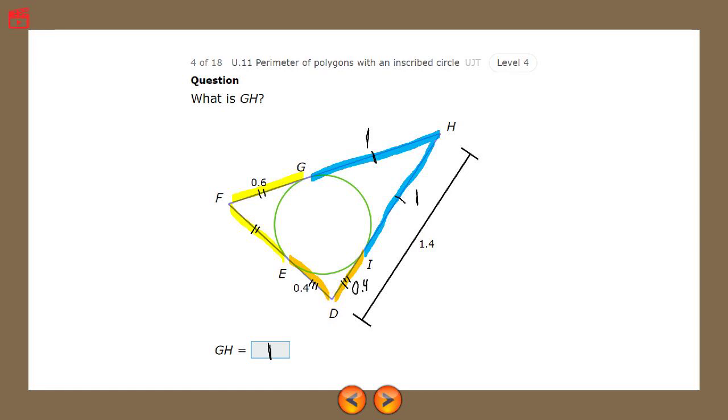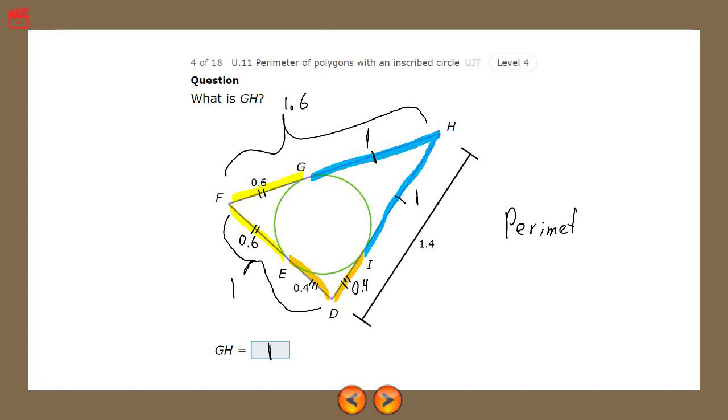This isn't the only kind of question they could ask like this. They could also ask you to find the perimeter of the shape. So you could go and say, oh, this whole thing here is now 1.6. The whole thing from D to H is 1.4. And F to E, or F to D is 1, because FD is 0.6. So you'd go 1 plus 1 plus 1.6 gives you a perimeter equals 3.6. You might be asked about perimeter.